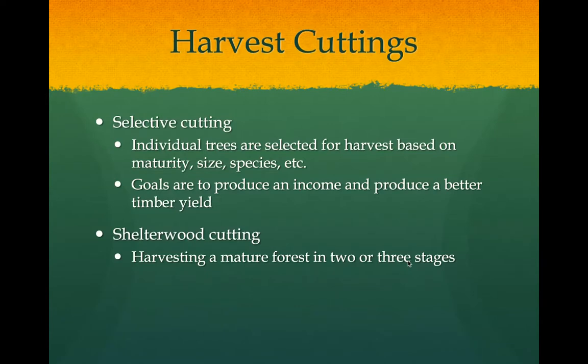As far as harvest cuttings, in the past slides, we've been talking about intermediate cuttings. Those are cuttings that you're going to do without taking down the whole forest. Whenever you're harvesting trees, though, you want to look at different methods of harvesting and getting rid of trees. So with harvesting cuttings, selective cutting is one way to do it. You actually are picking individual trees that you want to cut out.